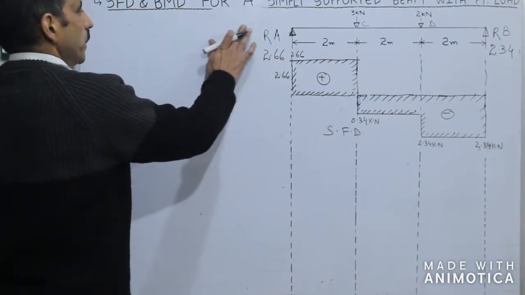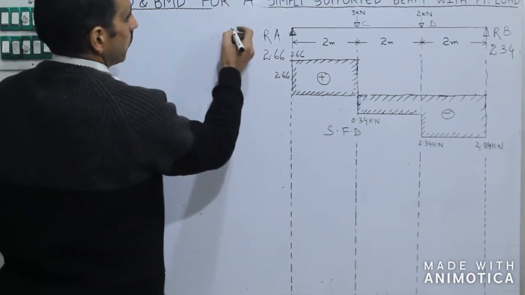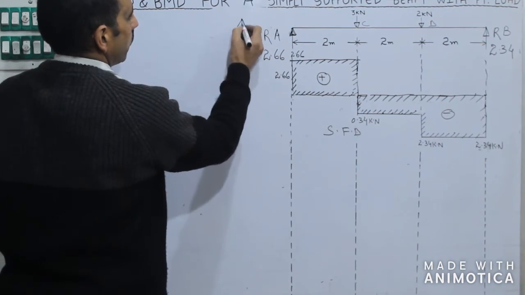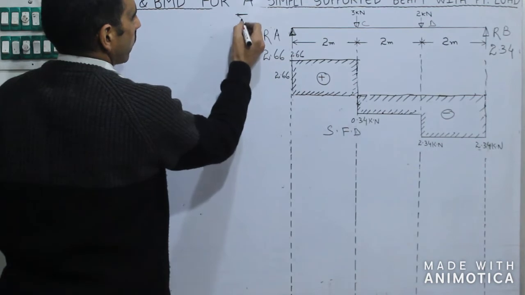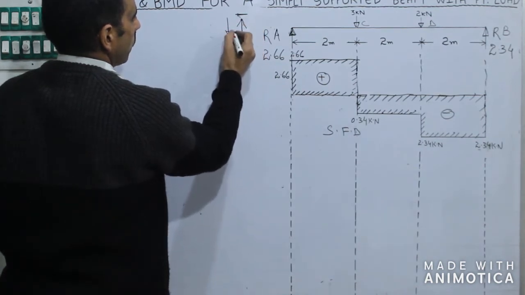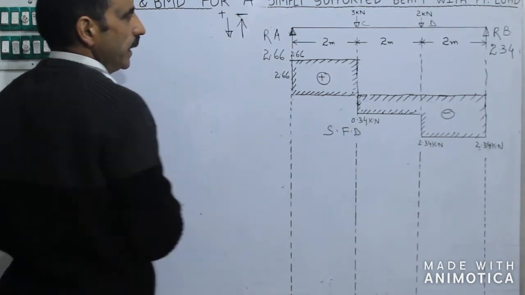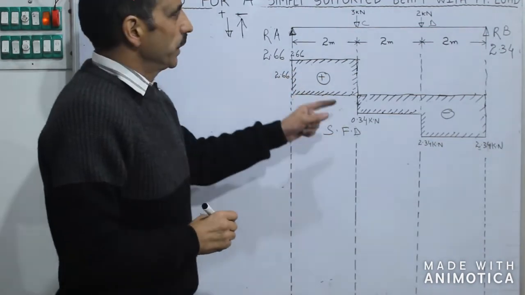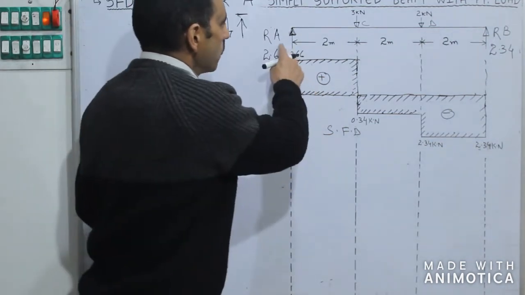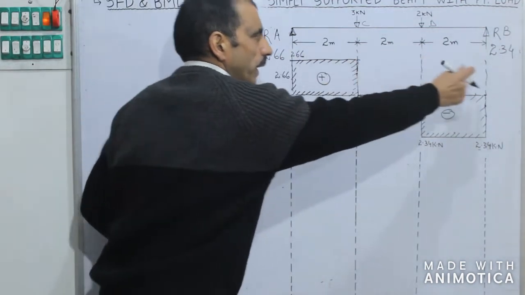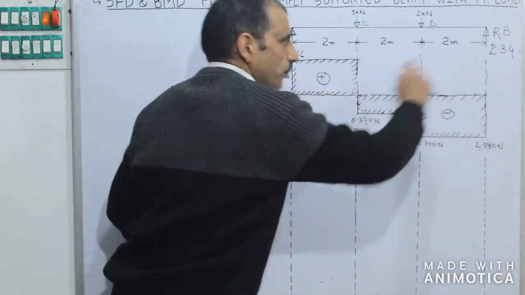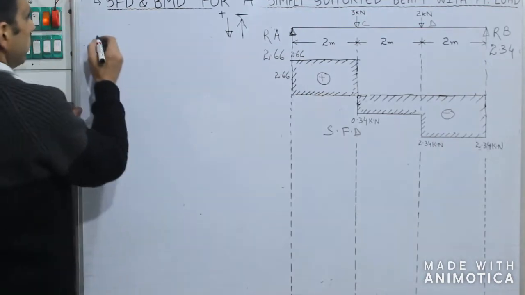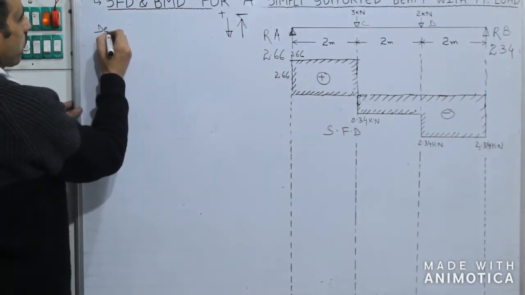Before we go to the bending moment diagram, we know the sign conventions. We take upward direction negative, downward direction positive, right? And in case of a simply supported beam, bending moment is always zero at the supported ends. That means bending moment at A is zero, bending moment at B is also zero.